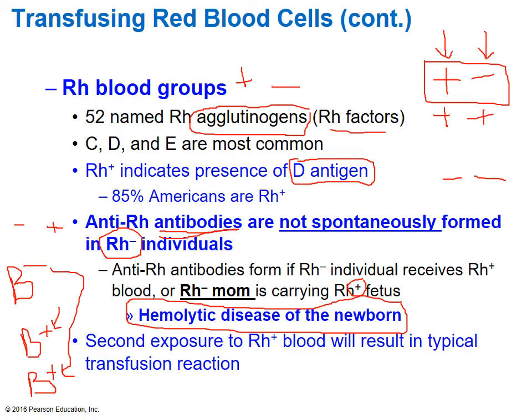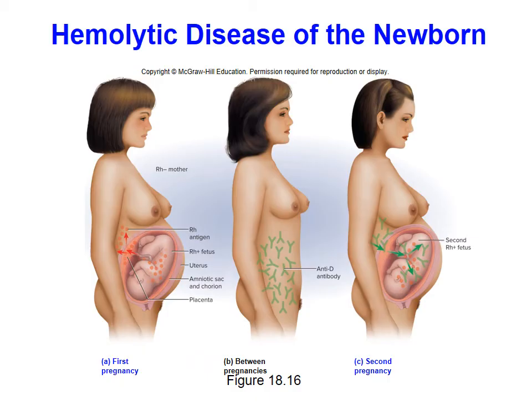disease of the newborn. So here's a little illustration that I took from a McGraw-Hill book, and what we see happening is we have mom, and she's going to go ahead and go through 2 pregnancies. Now, as you can see, she's Rh negative, and the baby that she's carrying is going to be Rh positive.